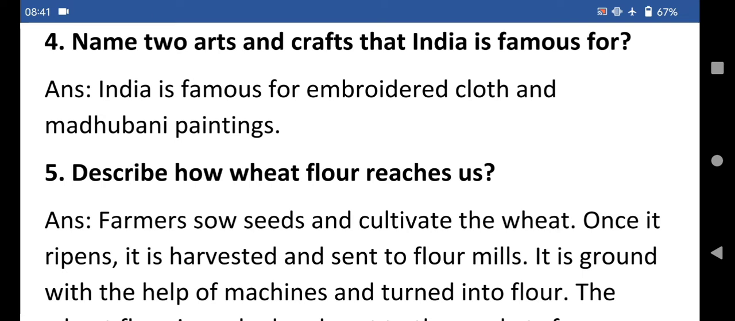In Madhubani paintings, the colors are made from plants. So this is an ancient painting. Embroidered cloth and Madhubani paintings are the 2 arts and crafts that India is famous for. This is not only famous in India, it is famous all over the world.